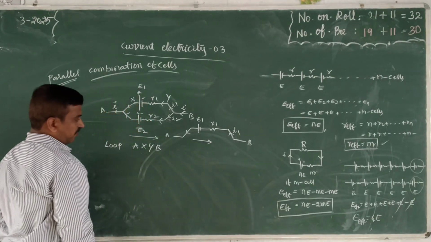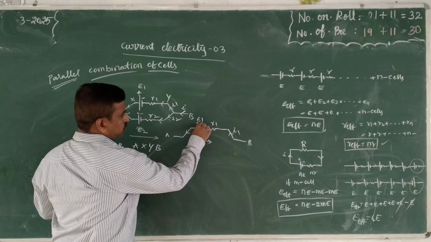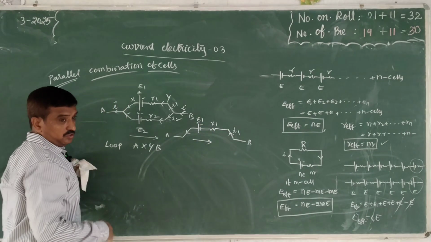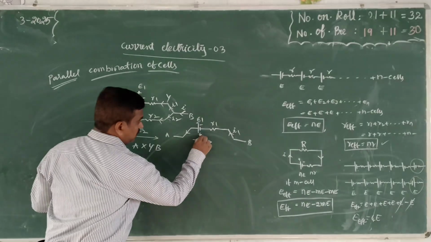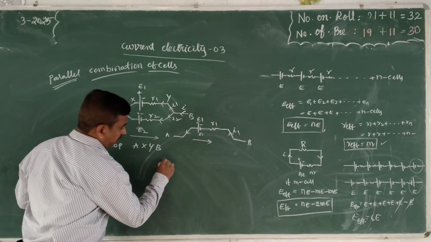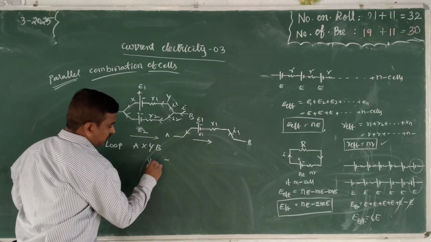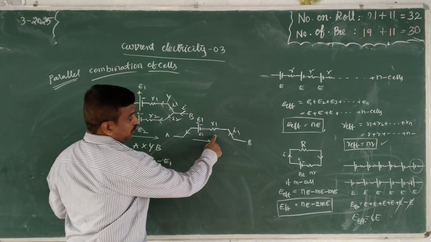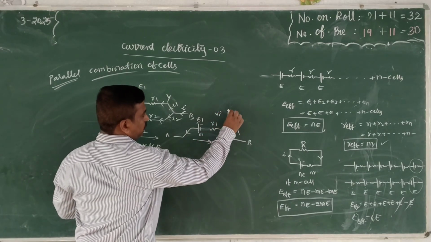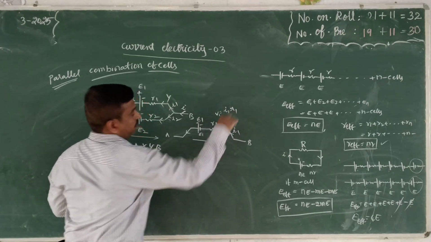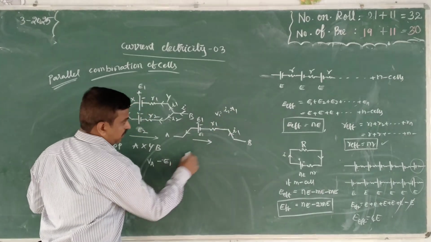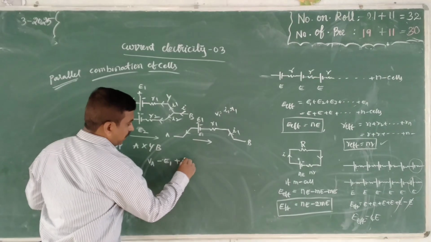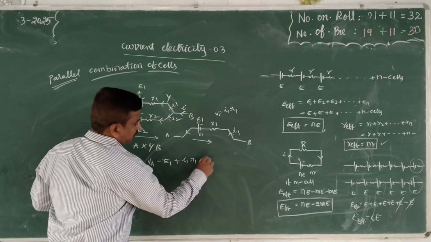Yes? See, first we can write, the loop is moving from positive to negative. Positive to negative means potential drop. Potential drop means, this is E1, so minus. So potential at A we can write as VA minus E1. Across the resistor R1, what is the potential? V1 equals I1 R1. Here the current direction is opposite to the loop direction, so we can take I1 R1 equal to VB.